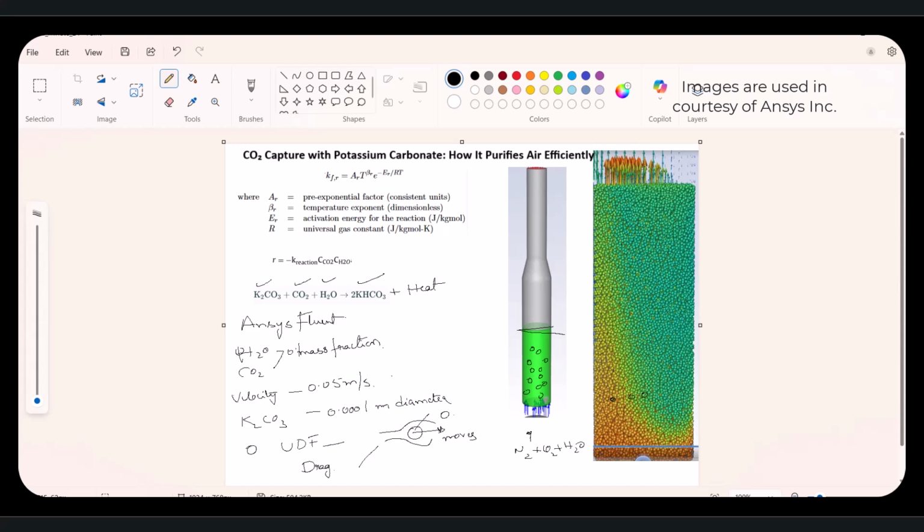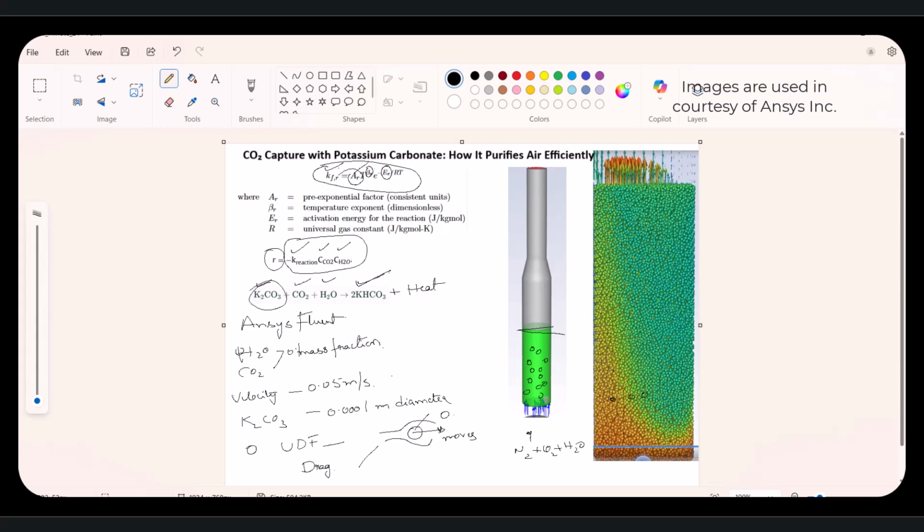And now I'll be using this Arrhenius rate for the reaction. So AR is the pre-exponential factor, BTR is the temperature exponent, and ER is the activation energy. With respect to these three parameters, we can calculate K, which is called the rate constant, and that rate constant will be multiplied with the molar concentration of CO2 and H2O. Finally, this gives the net rate of the reaction. With this rate of the reaction, the K2CO3 will be converted into KHCO3.